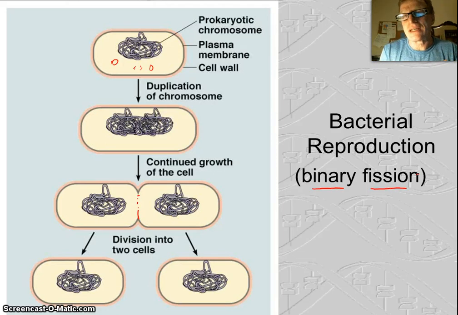Unfortunately, it doesn't allow for any genetic recombination, right? So you're not going to get a lot of variation. You're not going to allow the organisms to evolve very quickly in this asexual mode. So how do bacteria allow for more genetic variation? They've been around for 3.5 billion years, and they have evolved. They have changed. We're going to look at some mechanisms that they use to evolve and change.